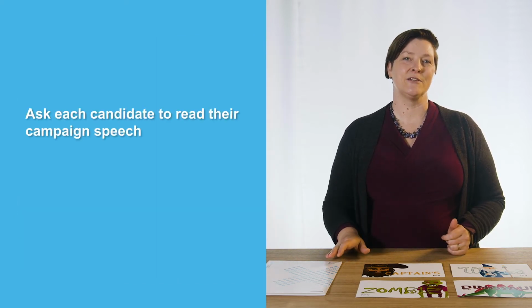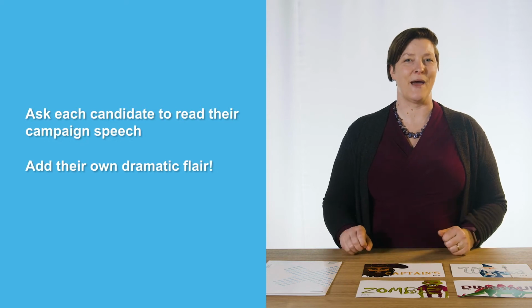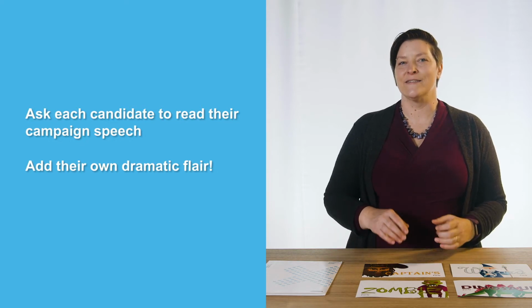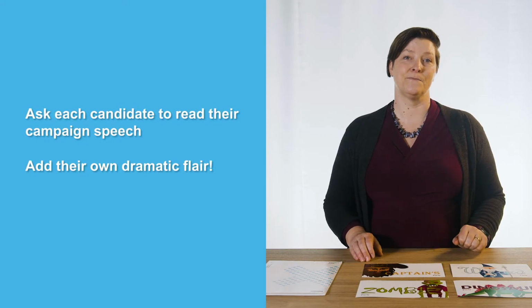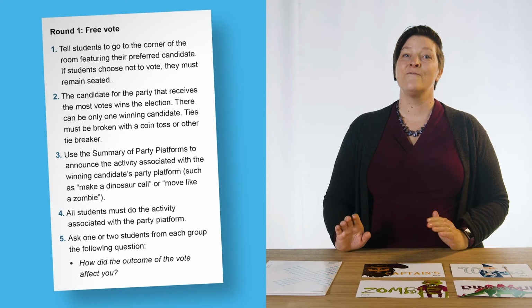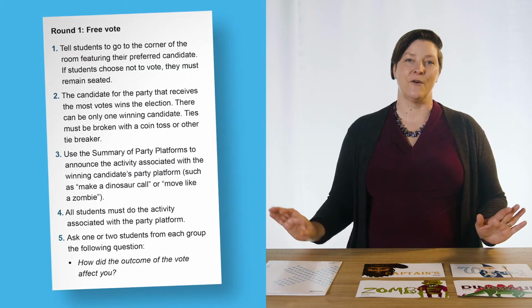When ready, have each candidate read aloud their speech. Encourage them to really get dramatic. If you've got a smaller class, this activity still works, but use only 2 or 3 of the candidates. Once the speeches are done, have the candidates move to 4 corners of the classroom. Explain that students will vote by moving to stand with that party. There will be 3 rounds of voting like this. In the first round, everyone can vote.